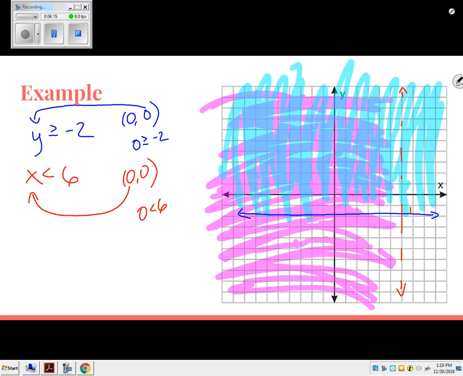Okay? Because look at what I've done. Oops, sorry. I've shaded above the line. I've shaded to the left of the line. I'm wanting x, y points that satisfy both inequalities. So the only ones that do that is where I double shaded.